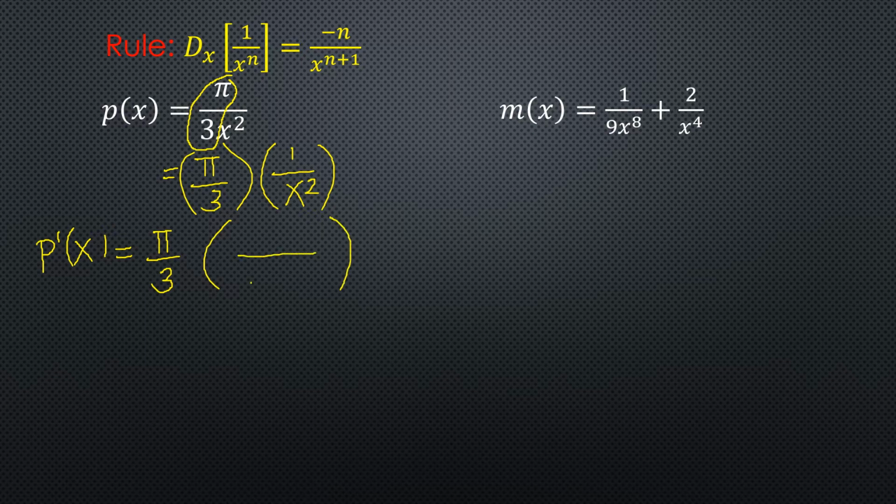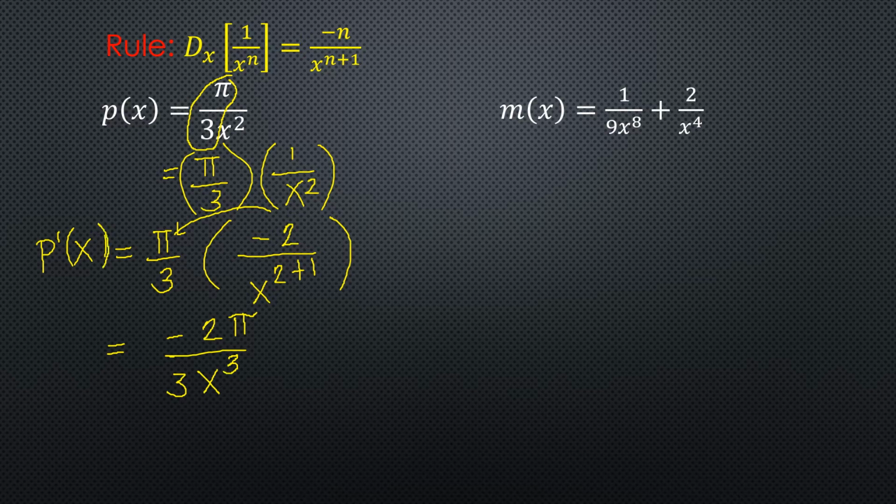So separate pi over 3 and now get the derivative of 1 over x raised to 2. Following the rule, we have x raised to 2 plus 1 and copy 2, negate it. Okay, so negative 2. So this will now be negative 2 pi. Negative 2 times pi here is negative 2 pi over 3 times x raised to 2 plus 1 is 3.